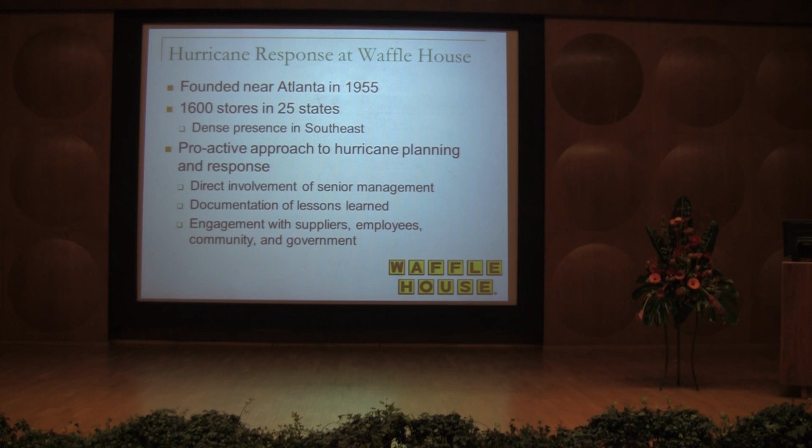So because of this, they have developed a very proactive approach to hurricane planning and response. This comes from the highest level of the organization all the way down to the local restaurants, with direct involvement of senior management, documentation of the lessons that are learned from year to year, and extensive engagement with suppliers, employees, community, and government. And in the thesis, we document these kinds of best practices and place them within the context of the crisis management and supply chain resilience literature, and learn that much of what Waffle House is doing fits very tightly with what is advocated in that literature. And furthermore, we expound on the ways that other private sector organizations can learn from these practices to advance their supply chain resilience, both for disasters and for other kinds of events as well.